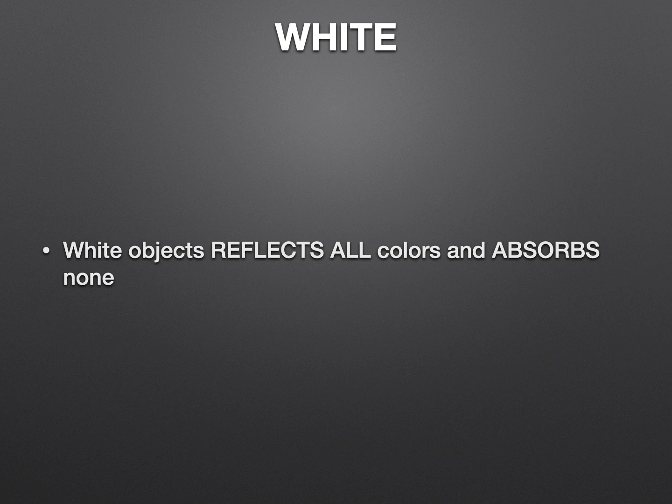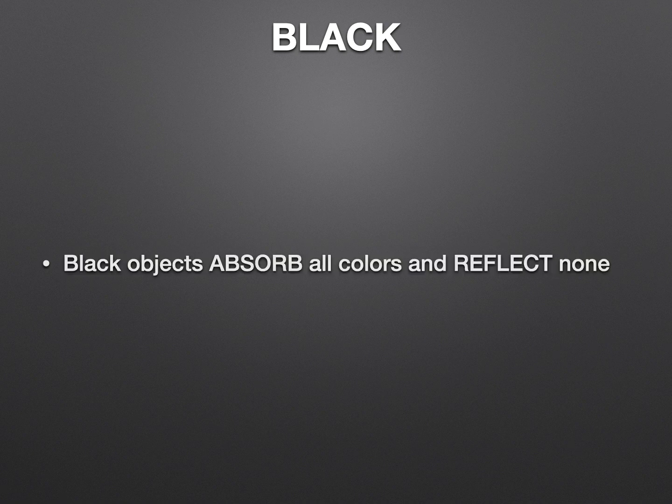We're talking here about how you see white objects. White objects, like I said, it's called white light for a reason, because white objects reflect all colors and absorb none. All colors are reflected and none are absorbed, because if you see all the colors together, you see white. Now, on the opposite end of that, how we see black things is the complete opposite of white. Black objects absorb all colors and reflect none.